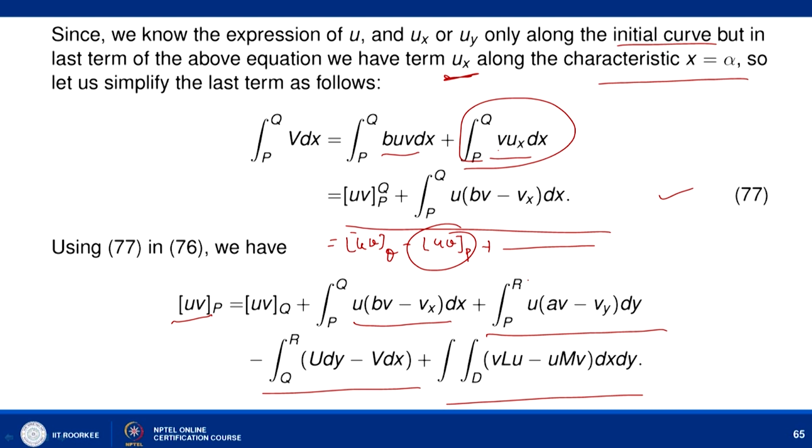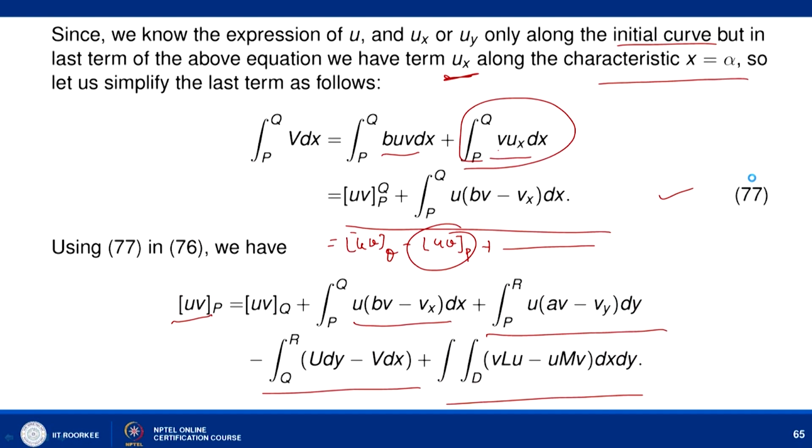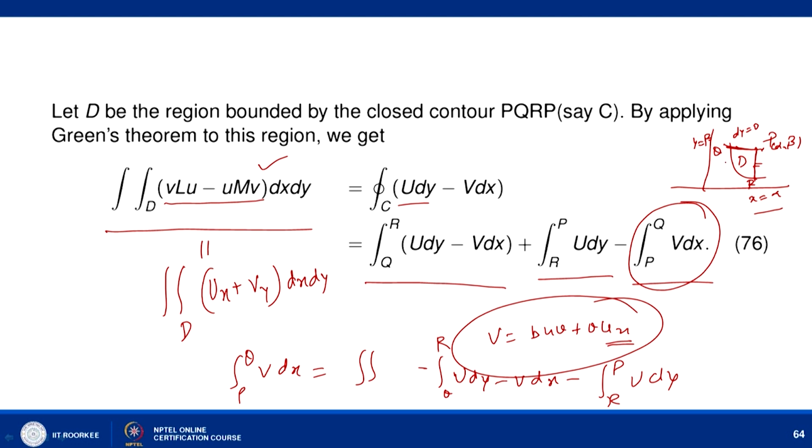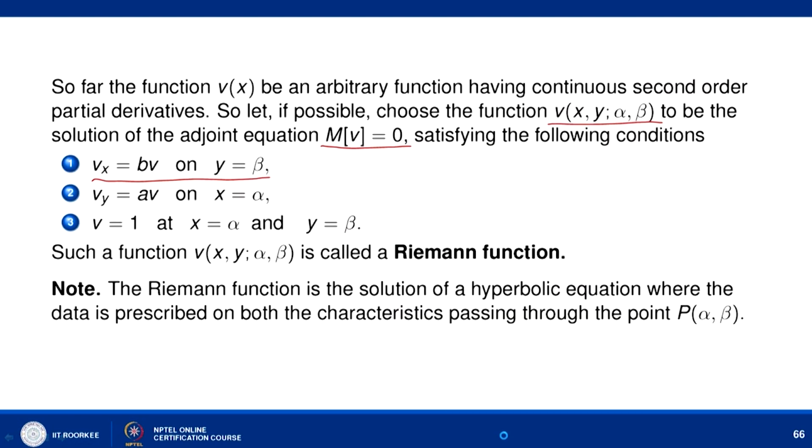Now, what is PR here? PR is this. So along x equal to alpha we want vy to be equal to av, and similarly along PQ we want bv to be equal to vx. So along y equal to beta we want vx equal to bv, and along x equal to alpha we want vy equal to av, and also that Mv is 0. It means that v is a solution of the adjoint equation. So let us write it here: vx equal to bv on y equal to beta, vy equal to av on x equal to alpha, and v equal to 1 at x equal to alpha and y equal to beta.